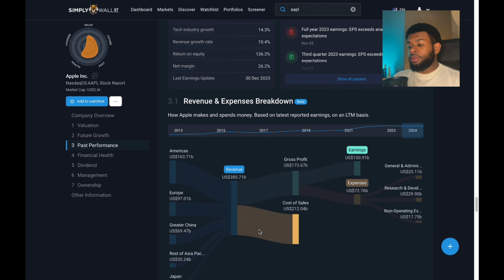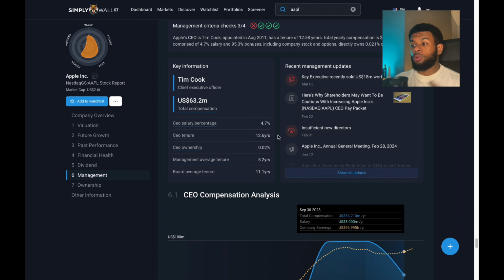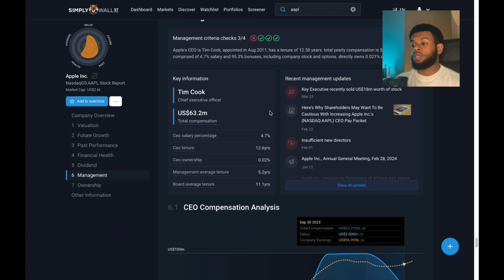So it's a very easy way to dissect where the company is generating revenue, what type of region the company generated revenue from, and where the cost of sales is and how much gross profit the company is essentially earning. Now, one of my favorite metrics is having a look at the management section, because it shows us who's actually in charge, and management is a very important metric when investing into a company.